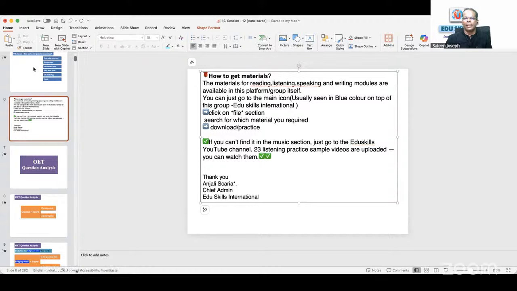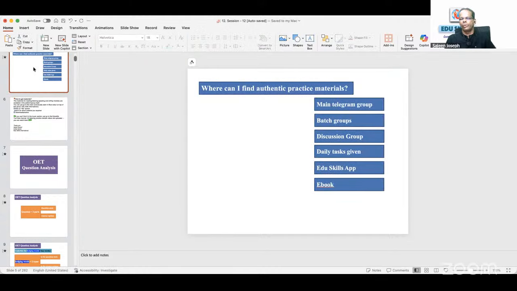Yes. I think it is also explained in one of the episodes. I don't remember which episode. In the systematic episodes I have explained. Then batch groups: you have materials in the file segment of the batch groups. Then the discussion group: definitely all the daily discussion materials are in the discussion group as well as in the file segment. Every day in the main platform, a daily task is given. If you scroll back, you can find all the materials.